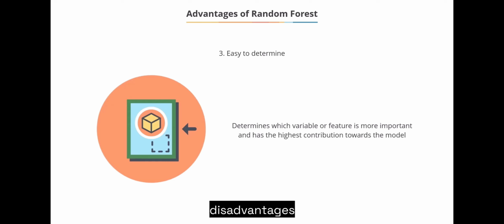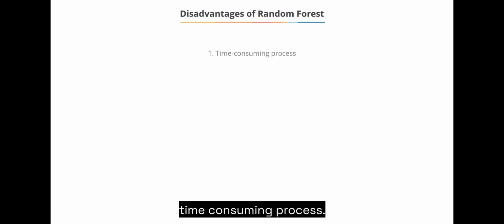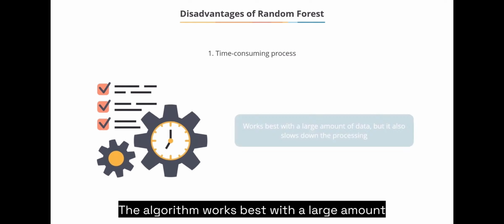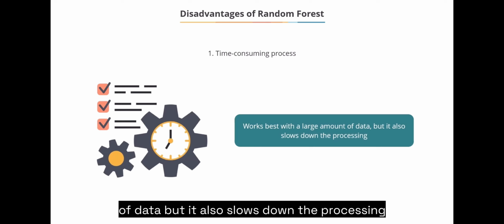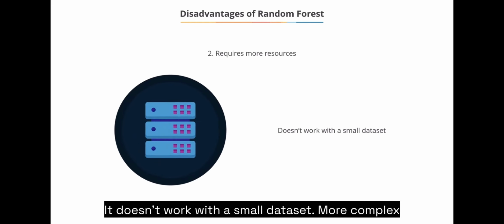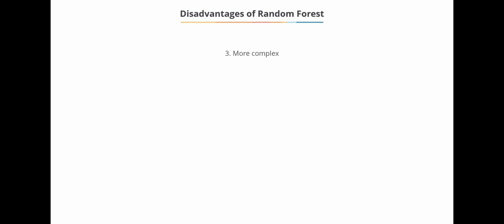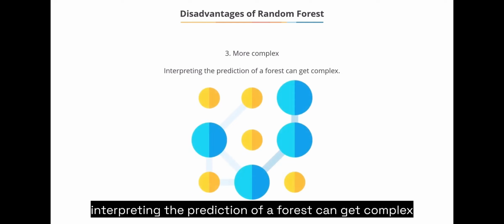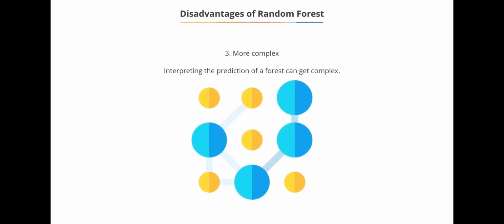Disadvantages: time-consuming process. The algorithm works best with a large amount of data, but it also slows down the processing and requires more resources. It doesn't work with a small dataset. More complex: interpreting the prediction of a forest can get complex.